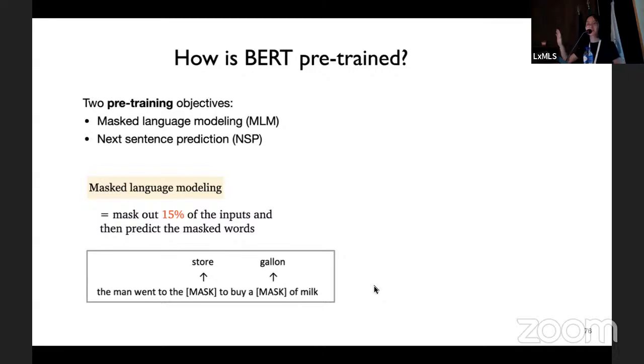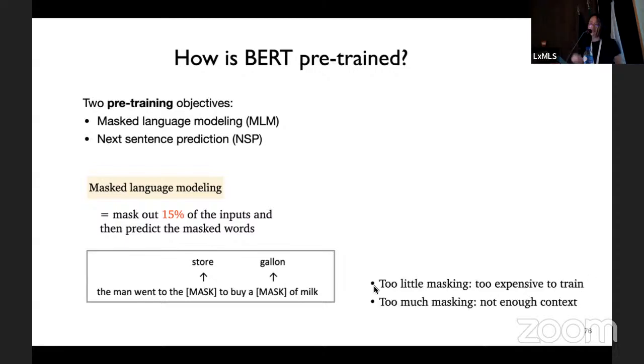Everyone knows how BERT works here, right? Can you raise your hand? Not everyone. Okay, good.